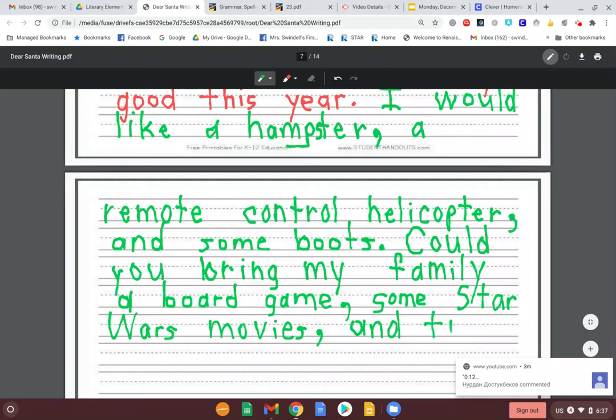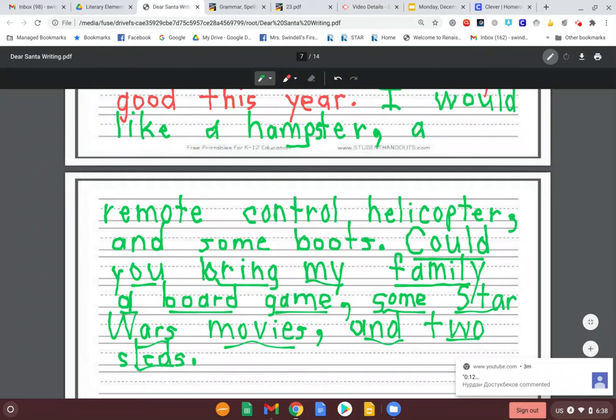2, and I'm going to write the number word 2 sleds, so that we can go sledding together as a family. They wouldn't be just my sleds, we could share them. Okay, boys and girls, so I just wrote, could is right here. Could you bring my family a board game, some Star Wars movies, and 2 sleds?